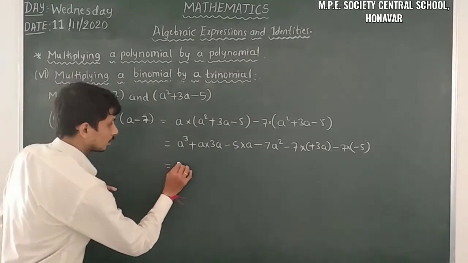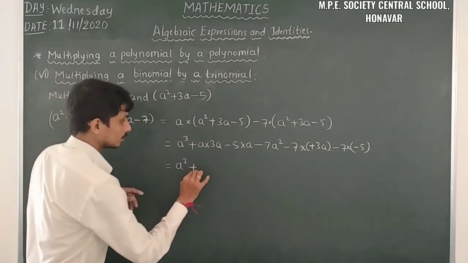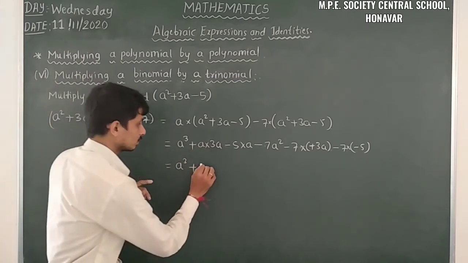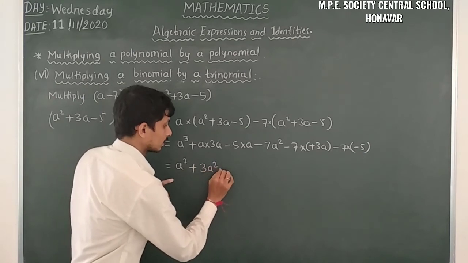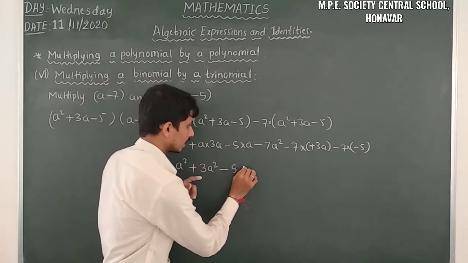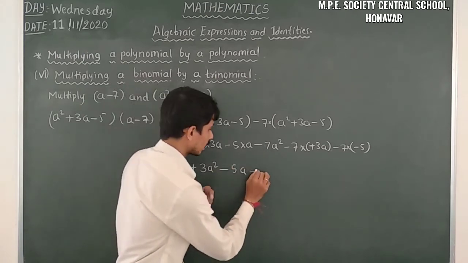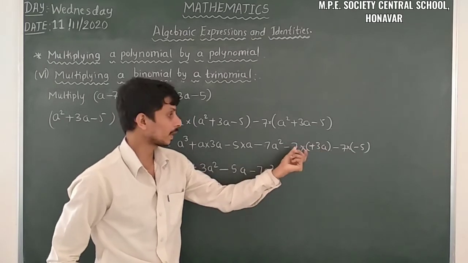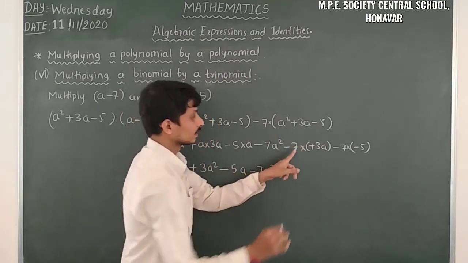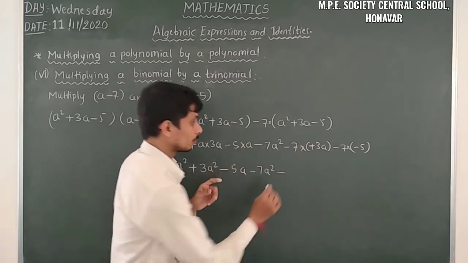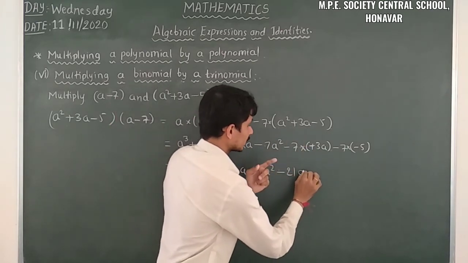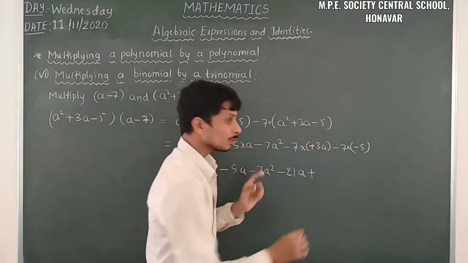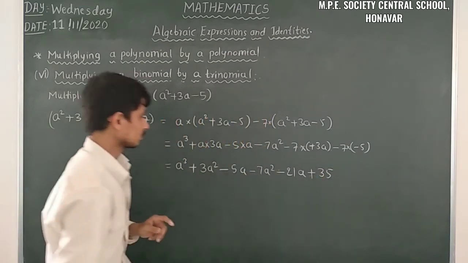So a cube remains as it is, plus a into 3a, that is 3a square. Minus 5 into a, that is 5a. Minus 7a square. Then minus 7 into plus 3a, minus into plus is minus, 3 into 7 is 21, a remains as it is. Then minus into minus is plus, 7 into 5 is 35.